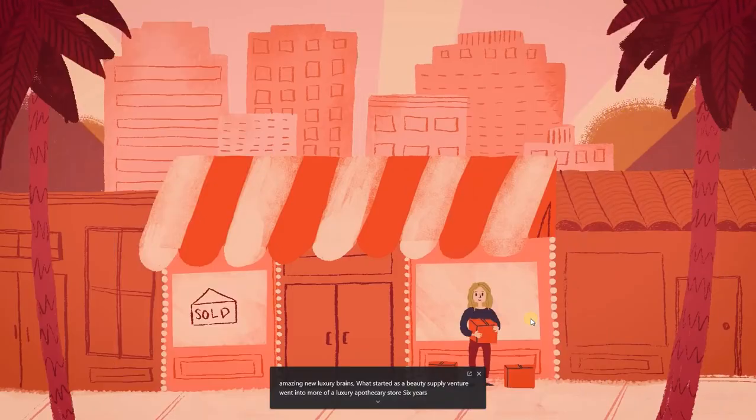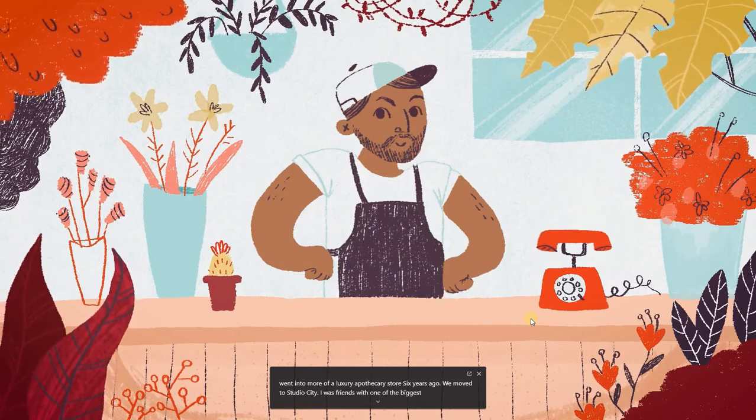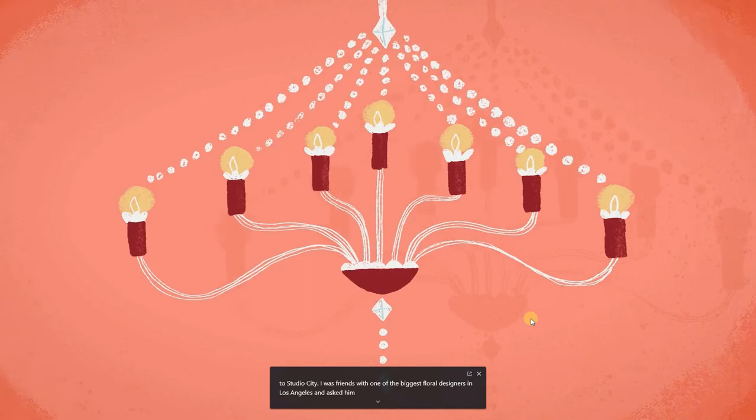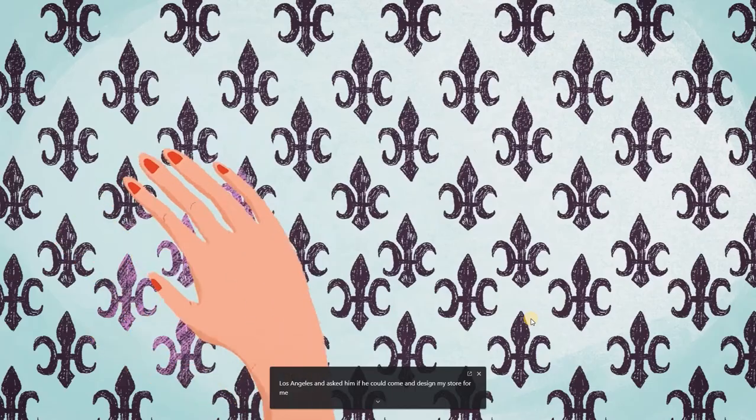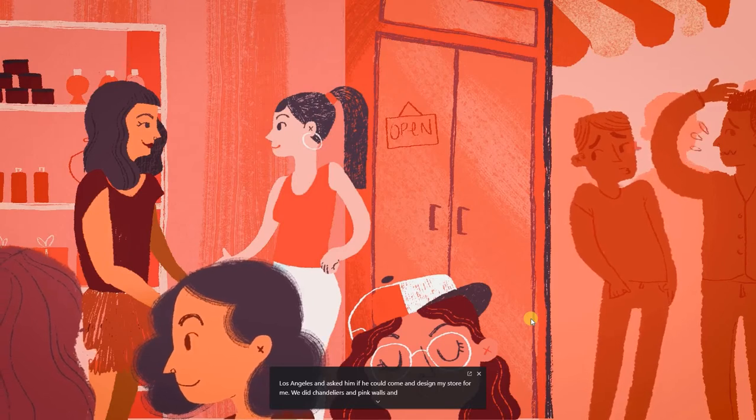Six years ago, we moved to Studio City. I was friends with one of the biggest floral designers in Los Angeles and asked him if he could come and design my store for me. We did chandeliers and pink walls and velvet flocked wallpaper. The environment is very girly. Men are afraid to walk into the store.